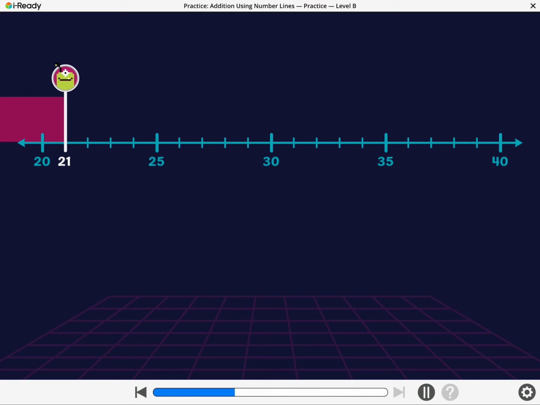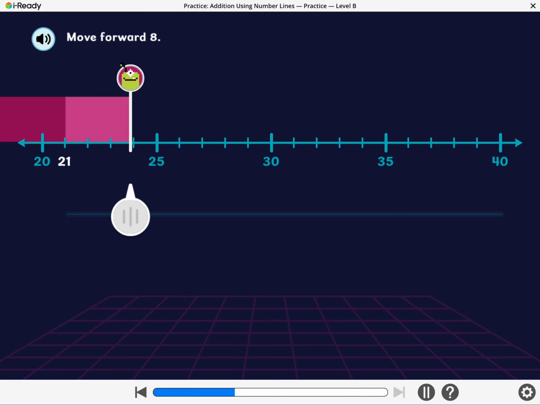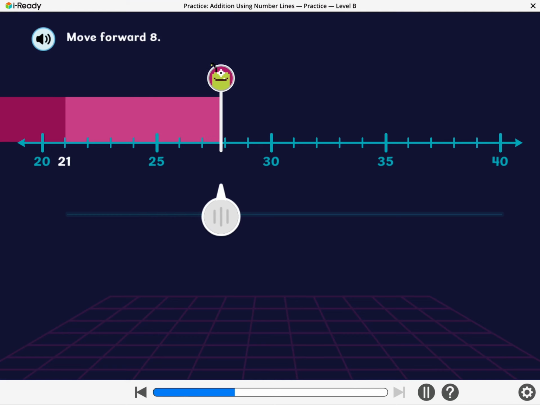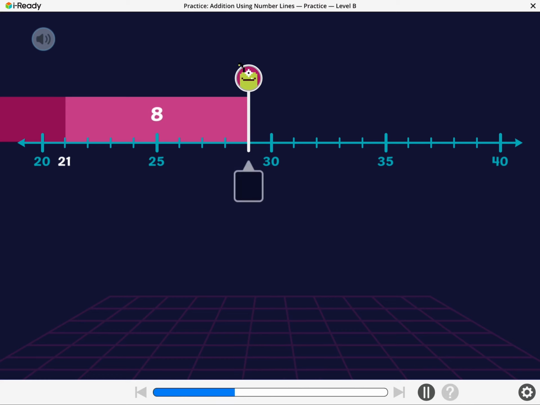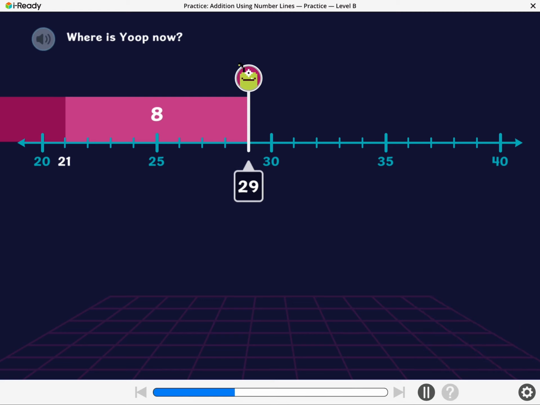Youp is at 21. Move forward 8. Please move. Where's Youp now? You made the connection. 21 plus 8 equals 29.